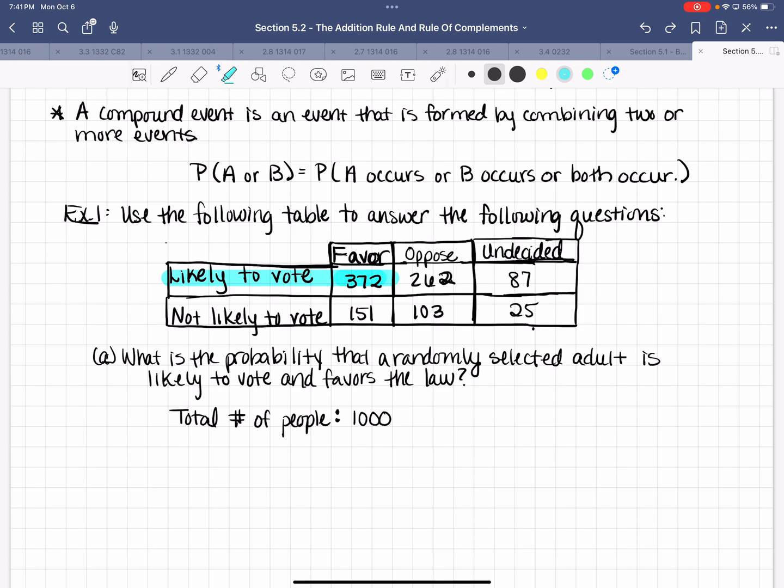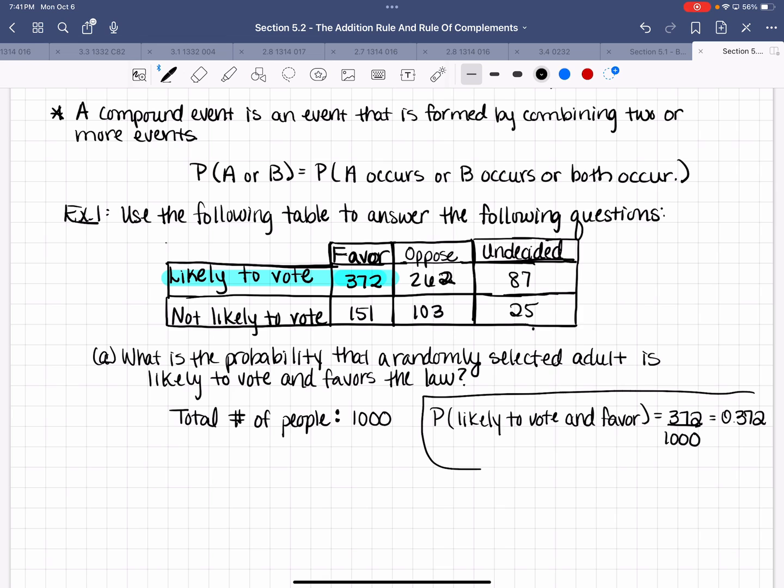Okay, so that means the probability of likely to vote and favor is going to equal 372 out of 1,000 people, which should give me 0.372. You agree? Because you're just moving that decimal 3 places to the left. All right? And I kind of fixed the chart. Let's look at B.